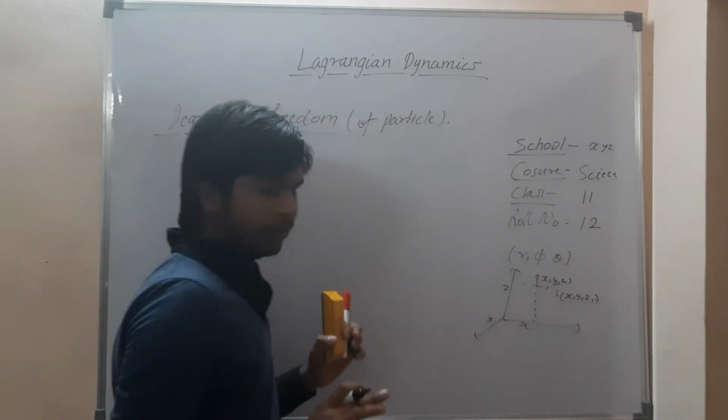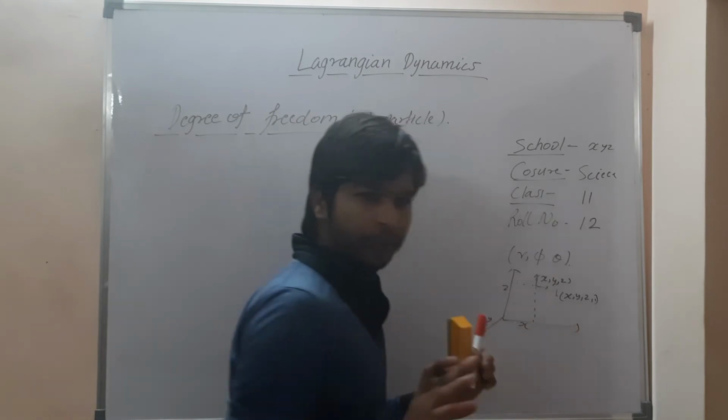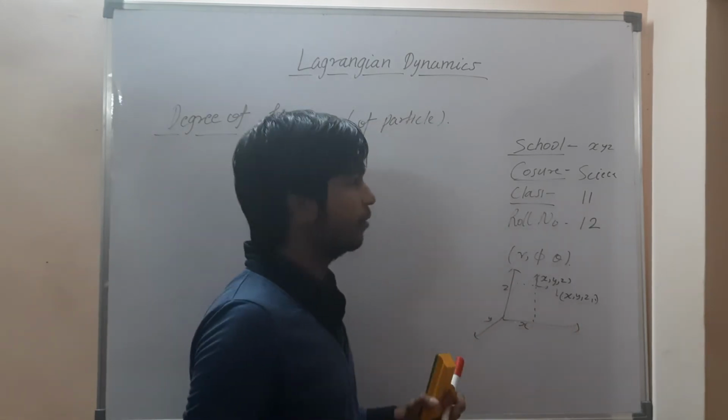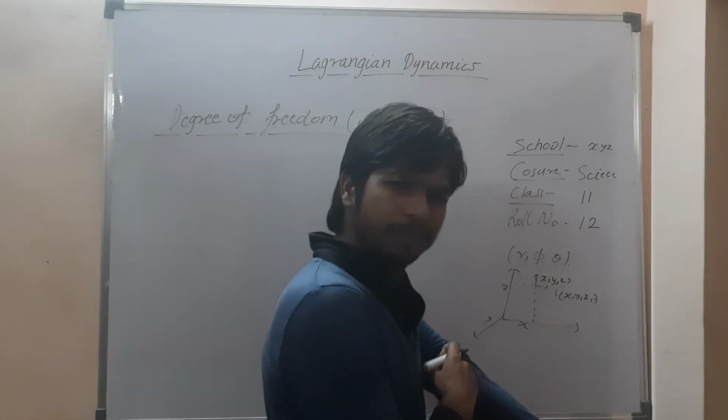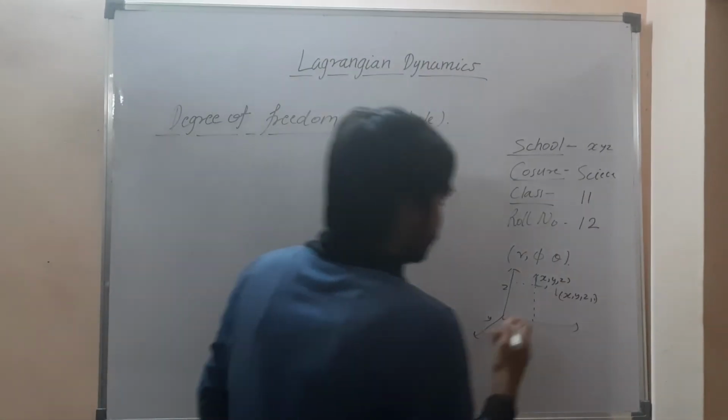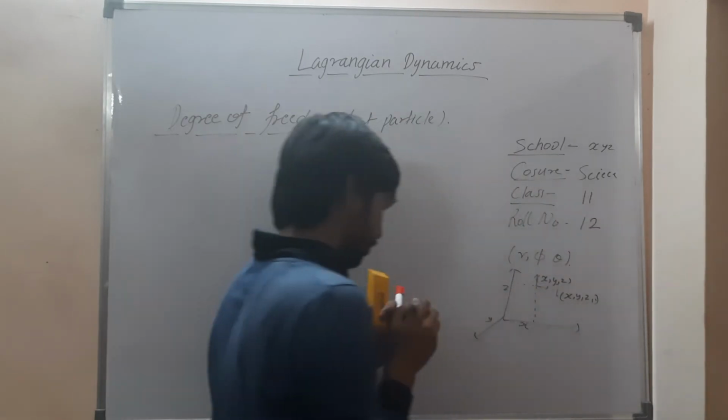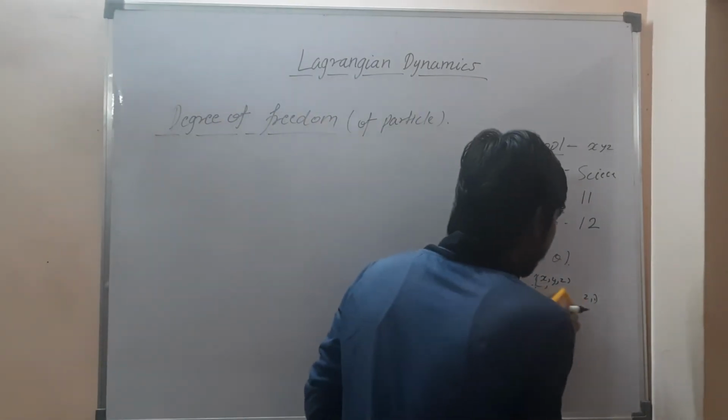Now the bird is free, so both birds can fly. We need 3 coordinates to define one bird, or 6 coordinates for both birds, and the degree of freedom is 6 for that. So now let me go into a little more detail.